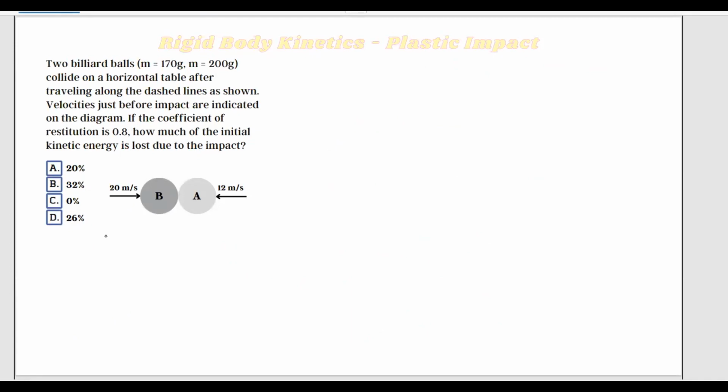Next problem: two billiard balls, different masses, collide on a horizontal table after traveling along the dashed lines as shown. Velocities just before impact are indicated on the diagram. If the coefficient of restitution is 0.8, how much of the initial kinetic energy is lost due to the impact? The problem is asking for the kinetic energy that is lost due to impact, in percentage.